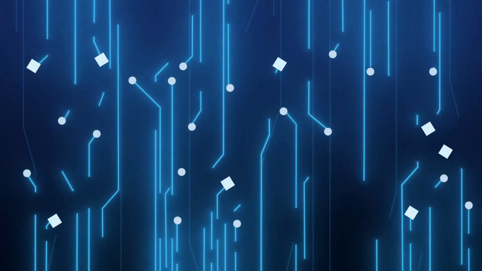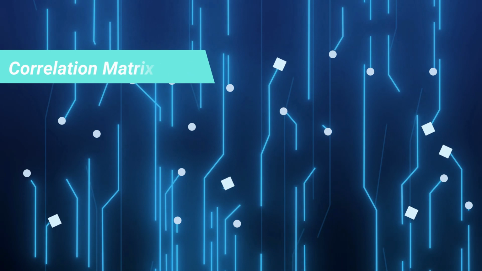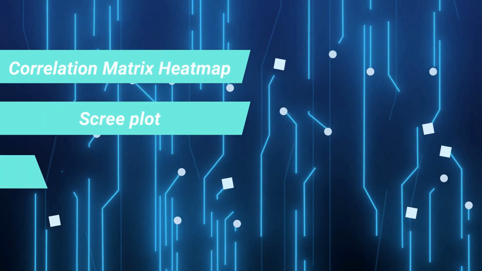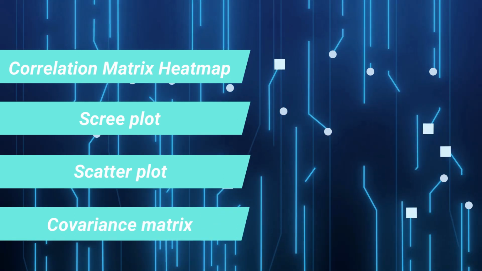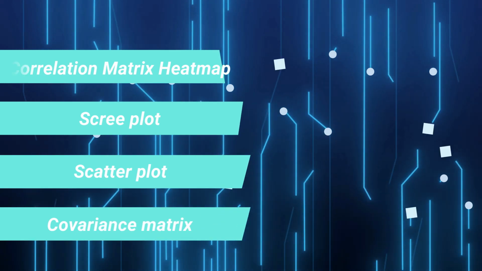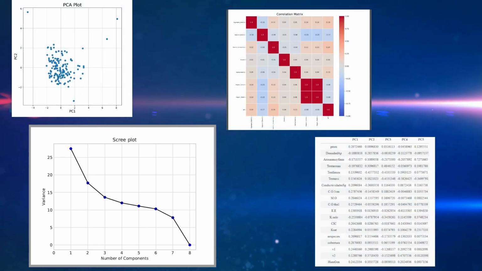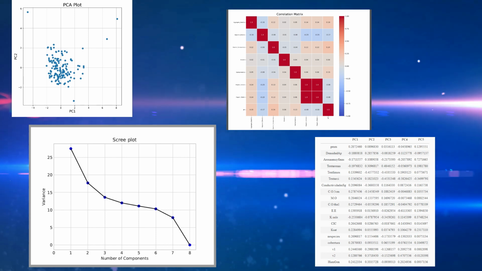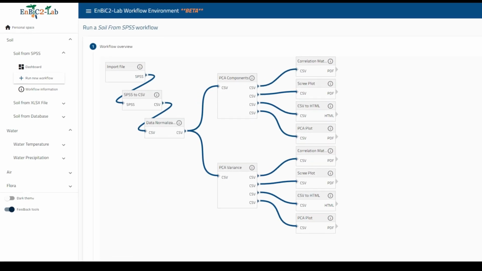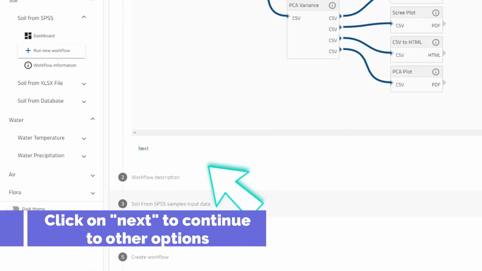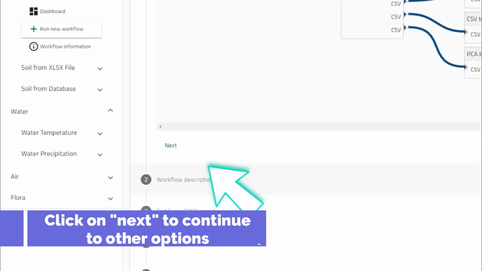Finally, we will obtain different results such as the correlation matrix heat map, the discrete plot, the scatter plot, and the covariance matrix. You can save them as PDF or HTML files, and it's possible to download them as long as the workflow is successfully executed. Now we know the SOIL workflow structure, scroll down and press Next.